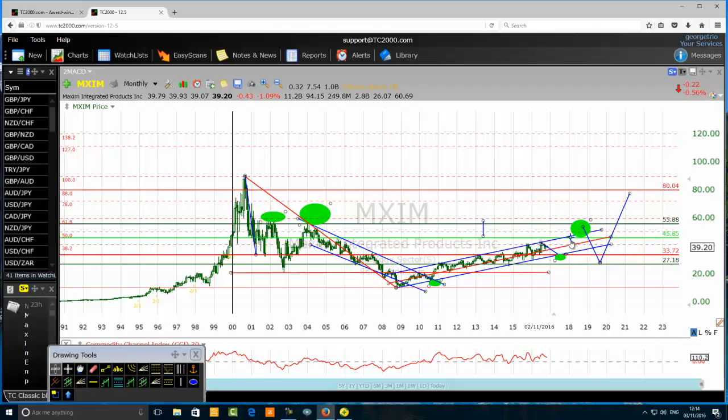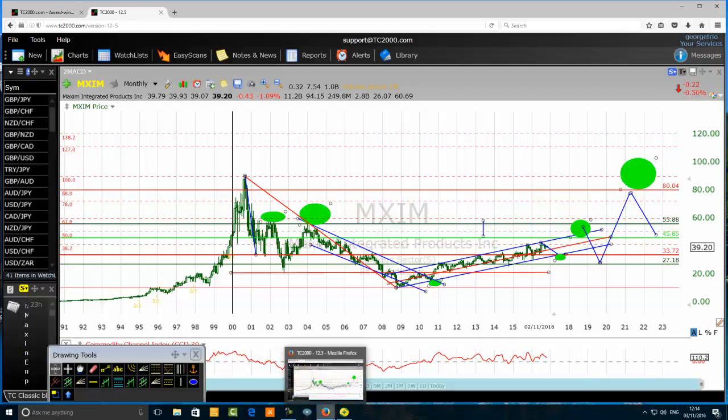Another progression. So first resistance $45.85. We will prefer it to go all the way to $55.88 before we want to see another pullback somewhere between $33.72 and $27.18, before we push it to the $80 zone. At the $80 zone there will be a bit of profit taking again, which will bring it back to $45 again, and so on and so on. All right, so this is what we see for this stock at this point in time.